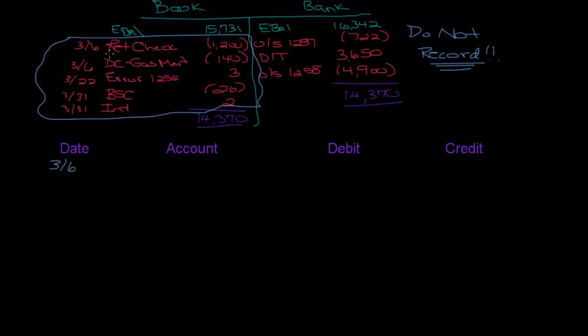So on 3/6, I am going to record this return check. What we'd want to do is find out who paid us and actually put it back in their accounts receivable. So I'm going to debit accounts receivable for the $1,200 to put the person's balance back in their account. Okay, so now we're showing that this person owes us $1,200 again. And then I'm going to take the cash out. I'm going to reduce my cash balance by $1,200 to show that that money is not there.